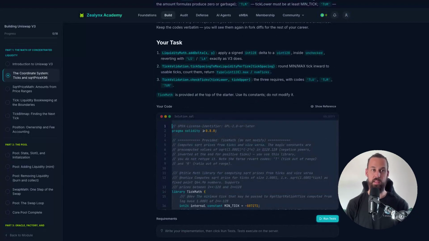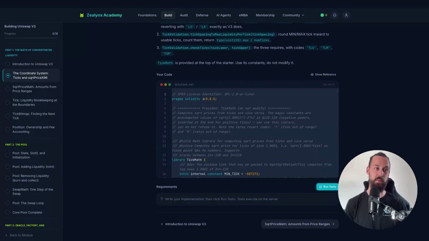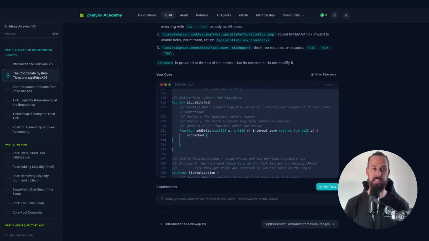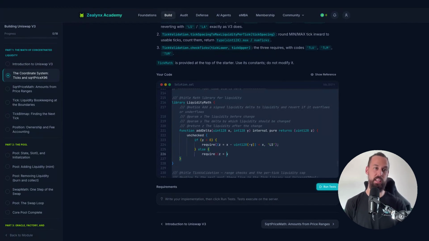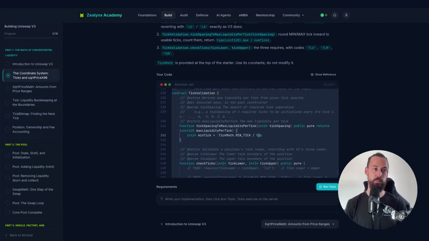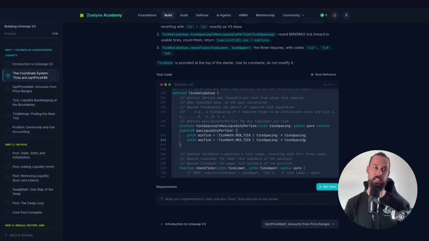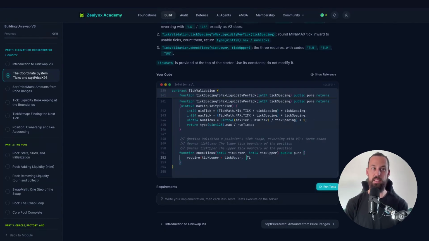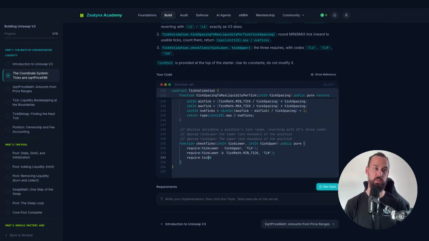So let's write them. Three tiny functions, and every mint, every burn, every swap you write for the rest of this module runs straight through them. Unchecked block first, then the negative branch, subtract and require it got smaller, LS. Then the positive branch, add and require it didn't get smaller, LA. Now the cap: round both bounds inward, count the usable ticks inclusively, and divide the uint128 max by that count. And the three requires, verbatim codes, keep them exact, and run it. 9 out of 9.